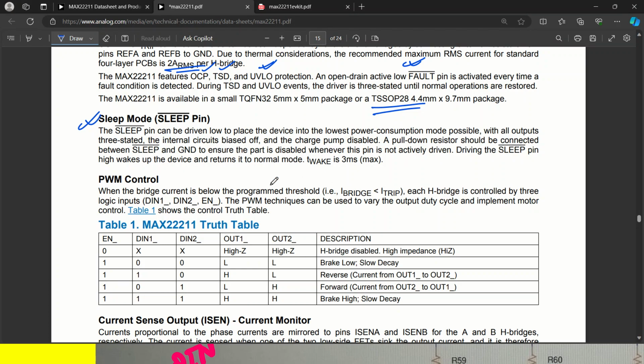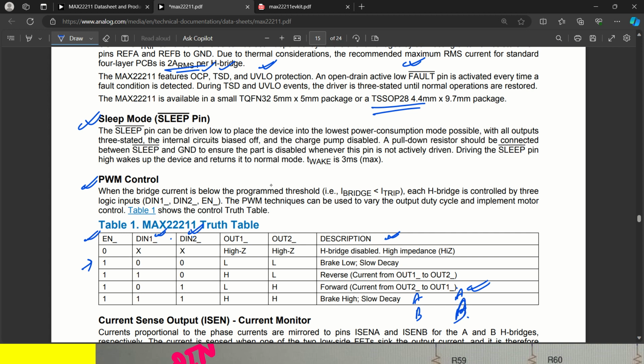Coming to the next, PWM controls. So we have two pins, DIN 1A and DIN 2A, similarly DIN 1B and DIN 2B, and this is enable A, enable B. So our aim is first we have to make sure enable goes high. So enable will be going high by a microcontroller pin, and DIN will be setting up the input. So which way do you want? I will be putting forward direction, that is output 2 to output 1, that is output 2A to output 1A, or output 2B to output 1B.